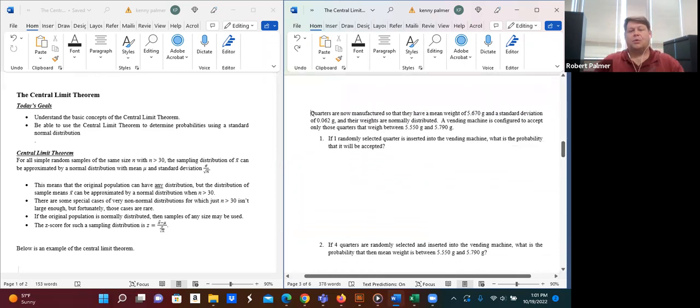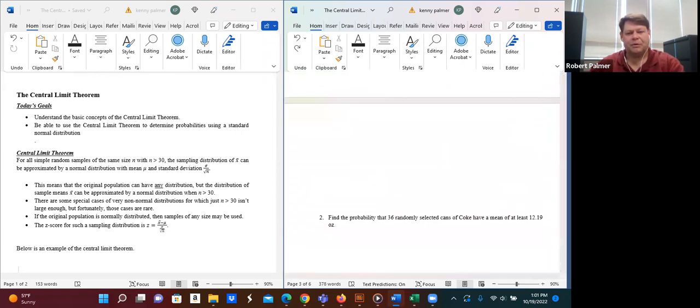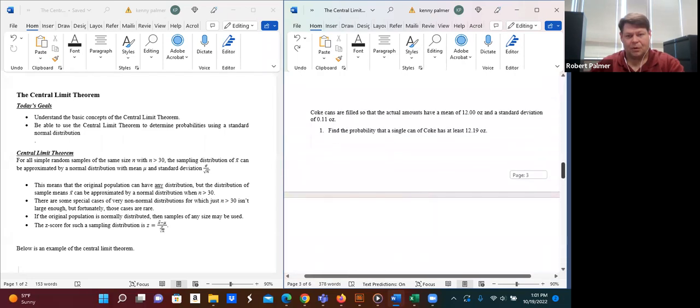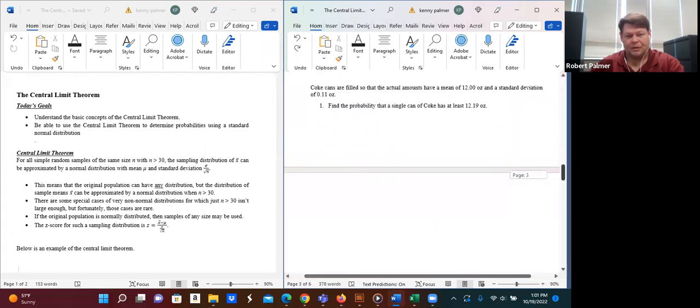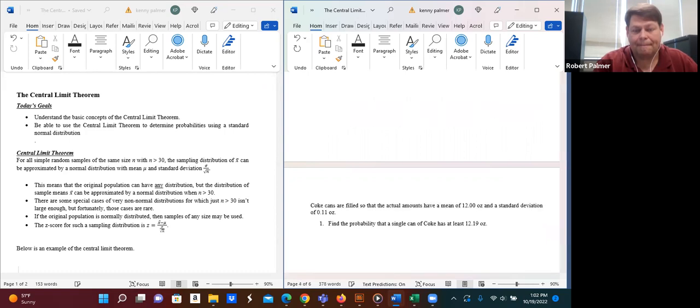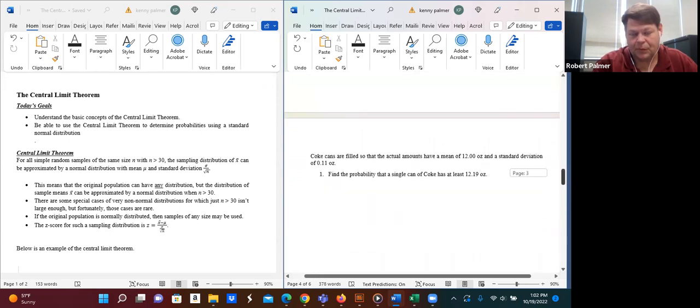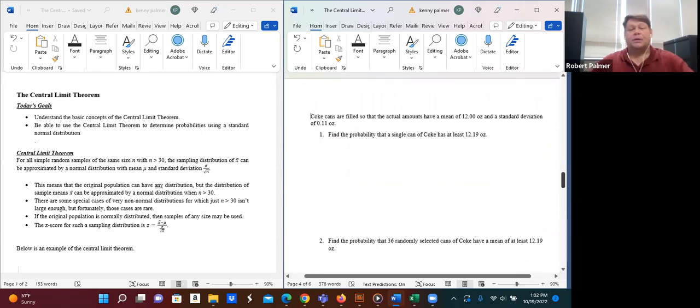All right. And this says quarters are now manufactured. Actually, I may skip this one. Let's do another one first. What about cans of Coke? I may do this one instead. It's probably a more interesting one. All right. Yeah, let's take a look at this one.